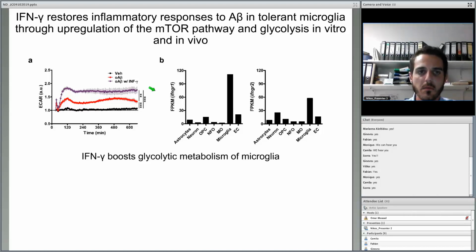They use then the data from the virus to show that the interferon gamma receptor is actually expressed mainly in microglia cells, and other cells are not that potent in expression of this receptor. So in general, what they claim is that the interferon gamma is able to restore this inflammatory response to A beta by upregulating the glycolysis.